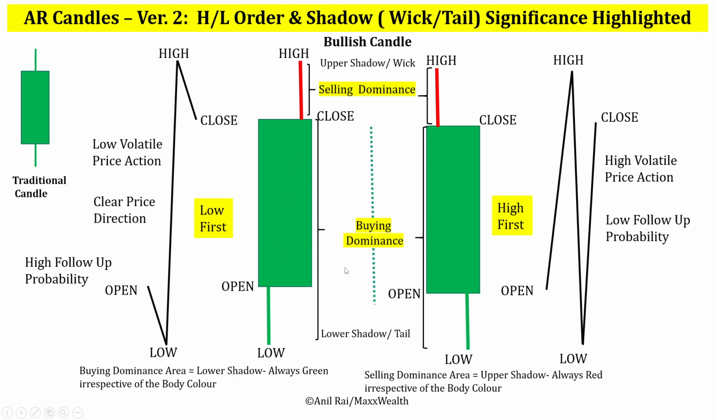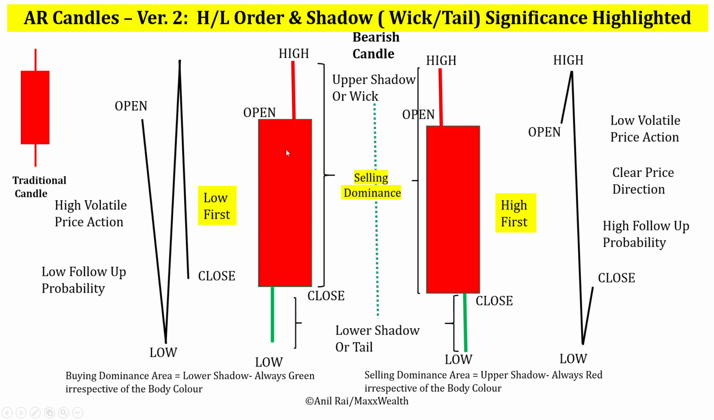Now we can see that the buying dominance area is not only this, it's from low till close, it's a buyer area, and the seller area is very small. Its selling pressure area is very small, and the buying area is quite a big one. In the same way, you can see here is a red candle. Traditional candles are the same, but here the scenario is different.